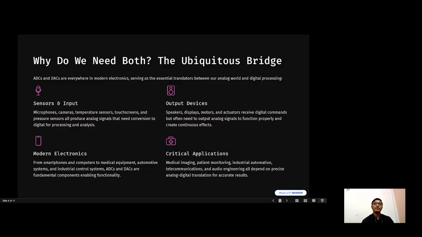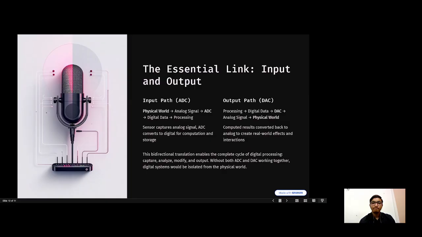There are many in this world. Our world depends on this bridge, the essential link, input and output. You can see the input port for ADC. This is converting the physical world. Like I'm speaking from here, physical world, it is an analog signal, and ADC converts analog signal to digital. It converts to digital data for processing so that you can hear my voice. That is digital to analog processing. In output, you can see processing digital data, DAC, analog signal, and physical, the reverse of ADC.